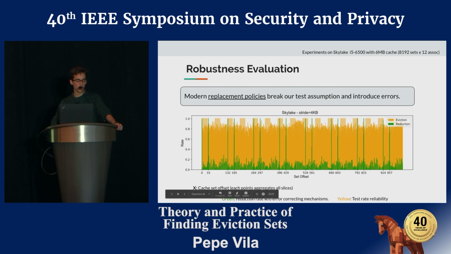And we can see that there are a few cache sets that really behave as we assume, and the error rate there is very low. But in the majority of these cache sets, the replacement policy is slightly different, and this introduces a lot of errors. The good thing is that in practice, we can use some heuristics based on repetition and backtracking, and with that, we are able to successfully reduce the eviction set for any cache set with only a small performance overhead.